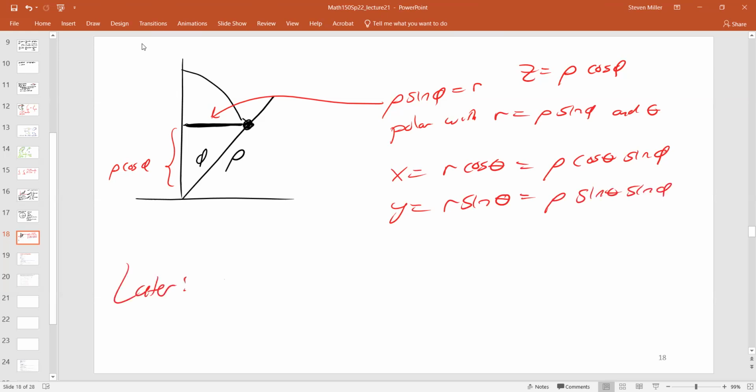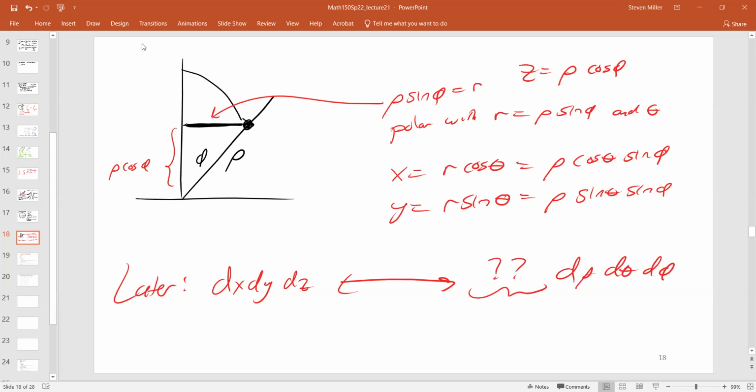And then for later, we have to figure out how dx dy dz transforms to d rho, d theta, d phi. What goes in here? Can anybody quickly tell me part of what has to go in here? At least part of it. It's 10:50. We've got to answer this fast. What are the units of dx, dy, dz? Cubic. Yeah, so say meters cubed.